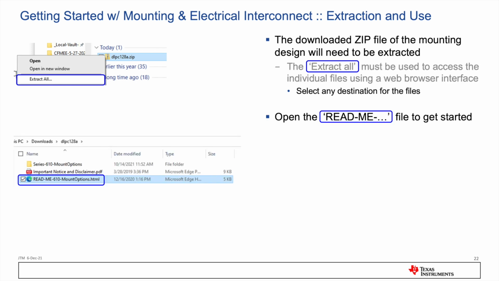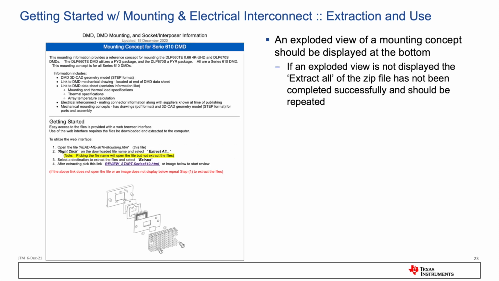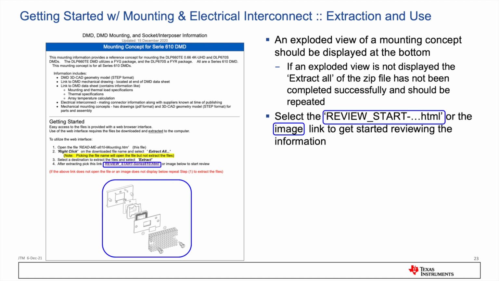Open the README file to get started. If the Extract All was successful, an exploded view of a mounting concept will be displayed at the bottom. If an exploded view is not displayed, the Extract All was not completed successfully and should be repeated. Pick the Review Start or image link to start reviewing the information.